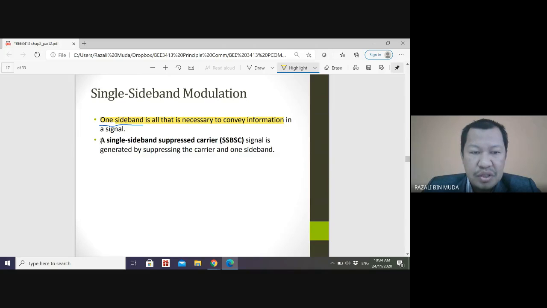So a single sideband suppressed carrier. Now we don't want double, we want only single. A single sideband suppressed carrier signal is generated by suppressing the carrier and one sideband. So now you don't want that double sideband, you need only one sideband. So after removing the carrier, you need to remove another sideband.